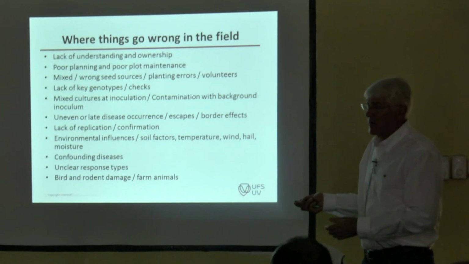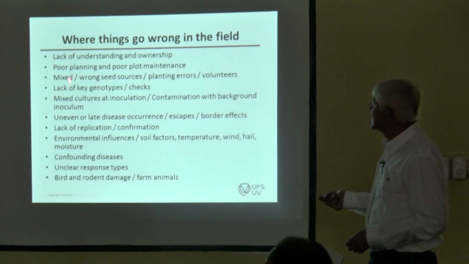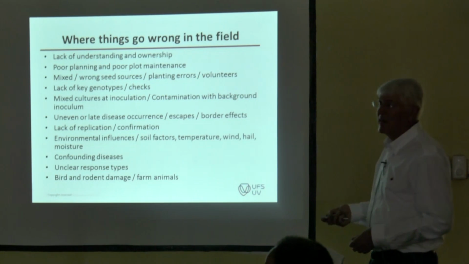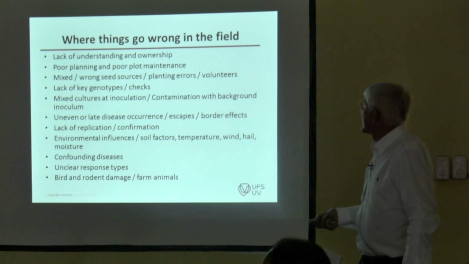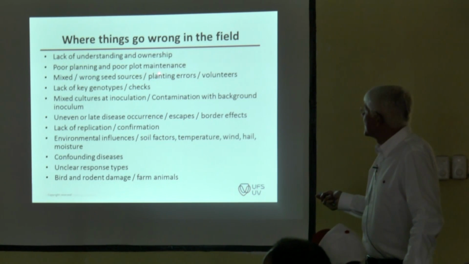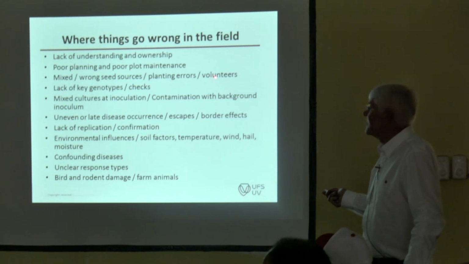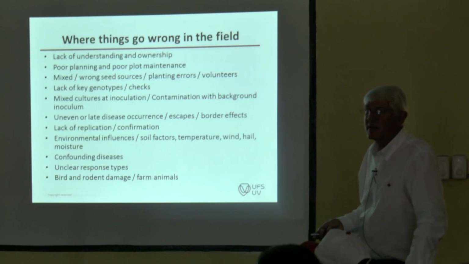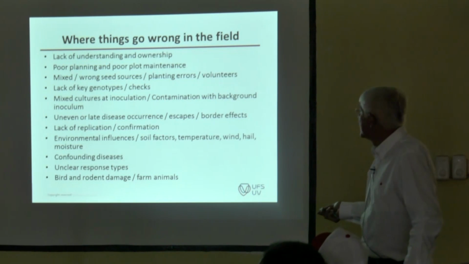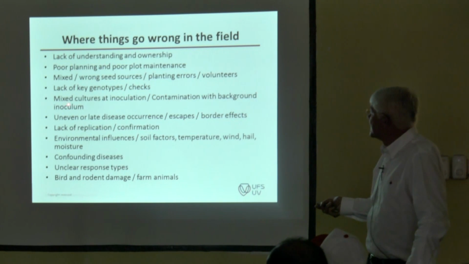Okay, we're going towards the end. Where things go wrong in the field is just when you don't understand all the complexities, or you don't want to take ownership. Poor planning and poor maintenance, mixed seed, wrong seed sources, planting errors, volunteers. You don't want volunteers in a genetic population. You may be able to live with it in just general scoring. You don't have enough key genotypes or checks.